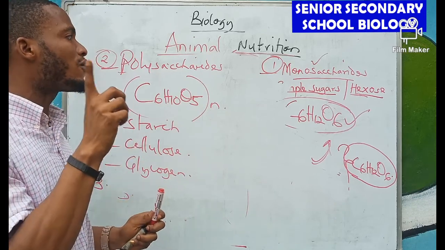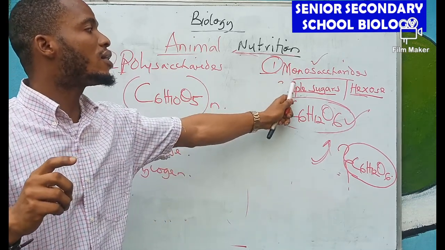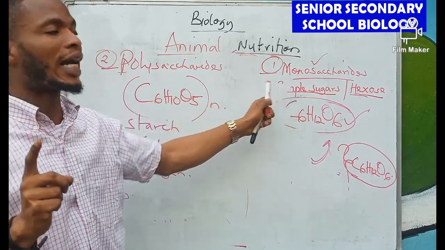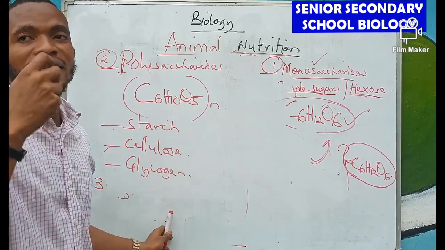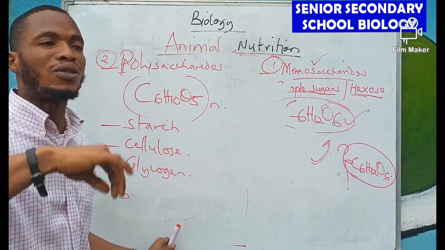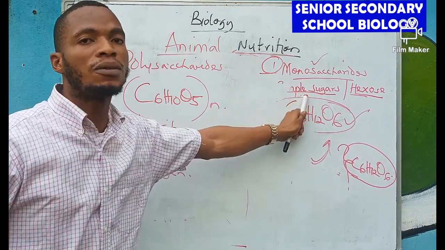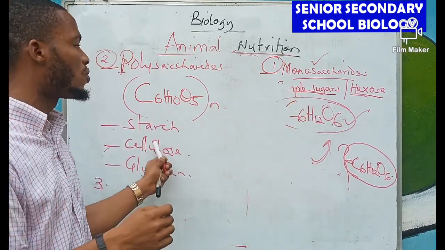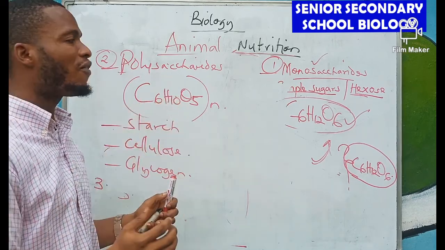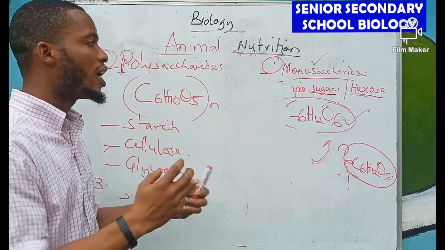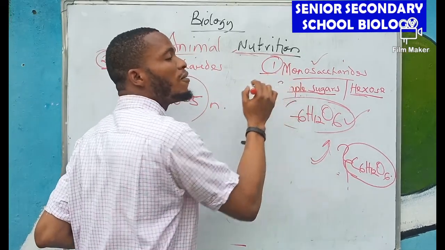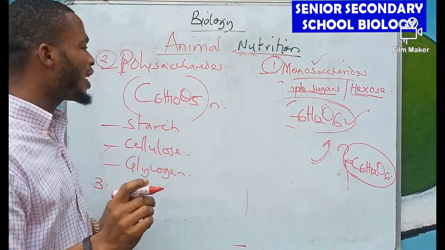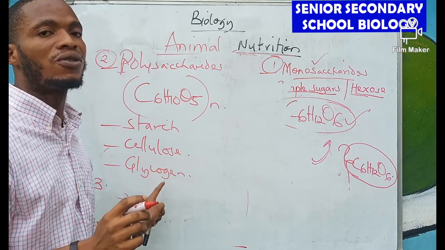Now, another thing I've got to tell you is that in monosaccharides, it is these ones that the body can use. The body cannot use starch or glycogen. That's why when you eat yam, digestion will start to break it down to get to the final form called the what? The glucose, before the body can use them. This one is more complex to the body. So therefore, it has to be broken down to get to this one before the body can use them. The body cannot use starch, cannot use cellulose, cannot use glycogen.